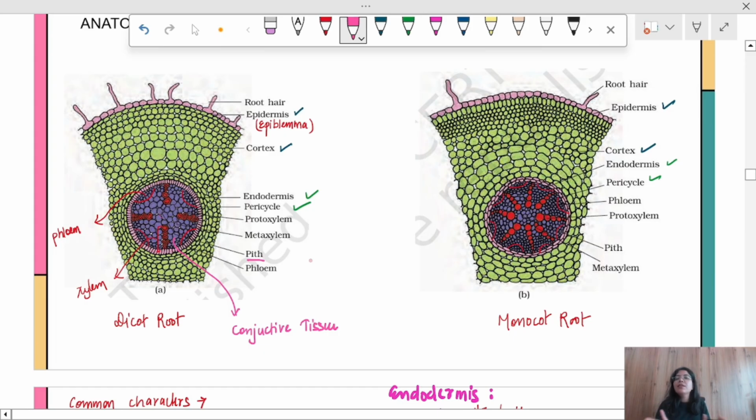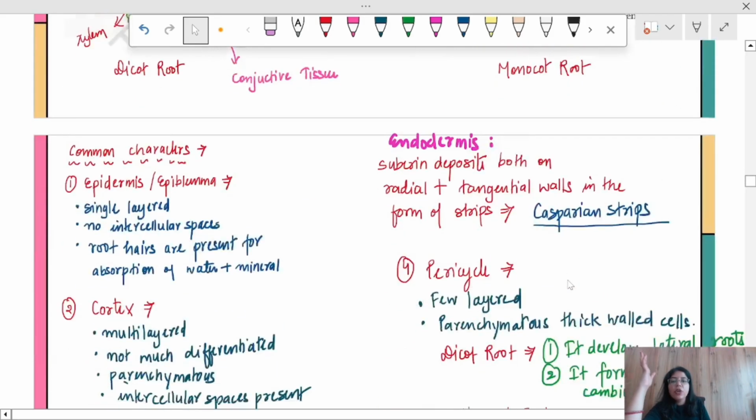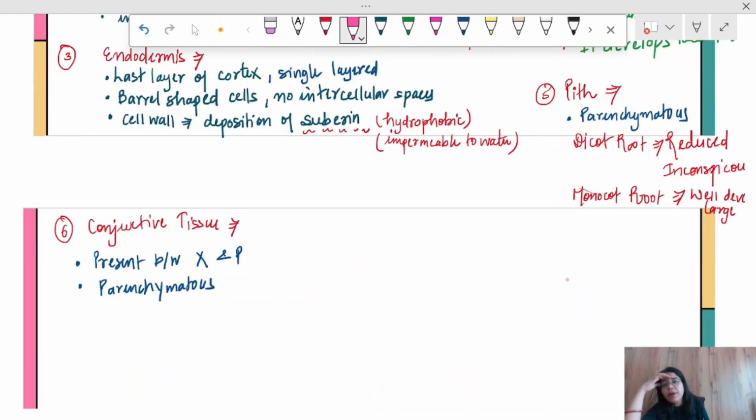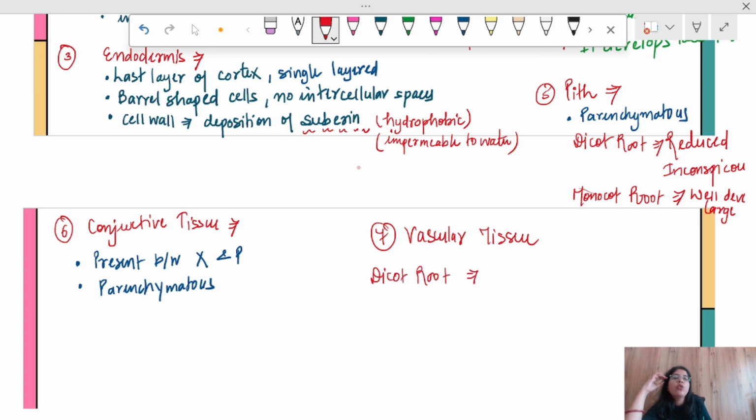Now, can you find any characteristic difference? Because most of the things are the same in both the sections. The majority of the differences you are going to observe are in the vascular bundles. If I talk about the vascular bundles, the vascular tissue, in the dicot root, you will be having only 2 to 4 bundles.